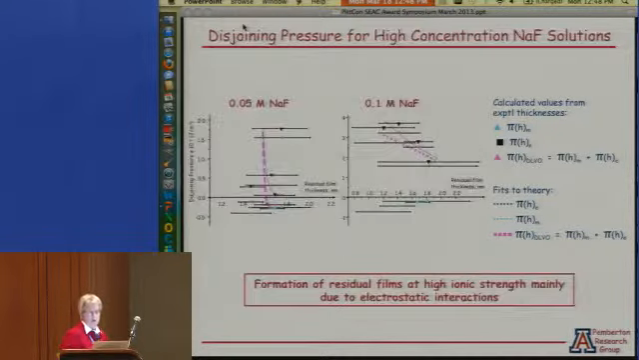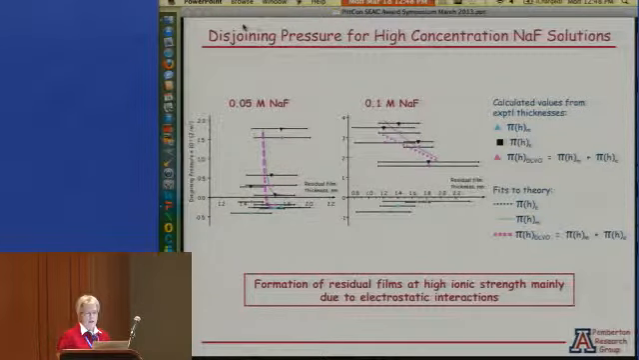At high ionic strengths, the opposite is true. The magnitude of the electrostatic contribution to the disjoining pressure gets to be much larger. The van der Waals does not go to zero, but the overall disjoining pressure, which is the sum of the two, is dominated by the electrostatic contributions.